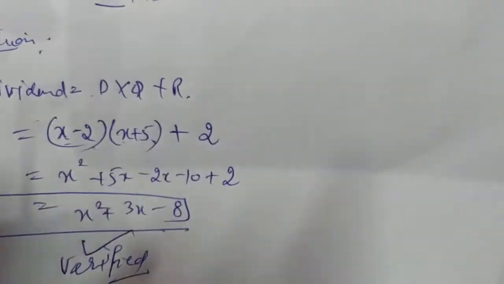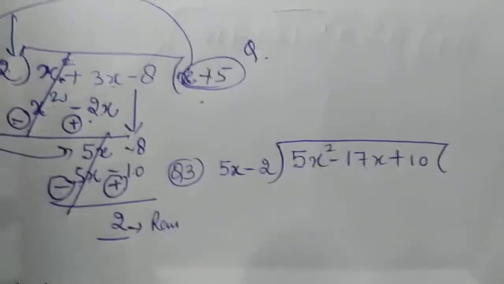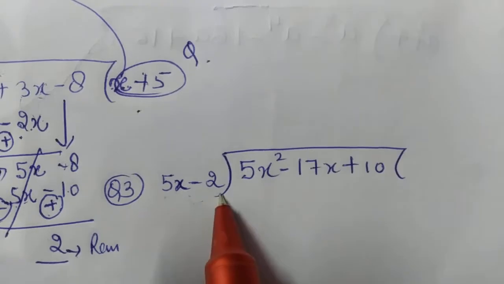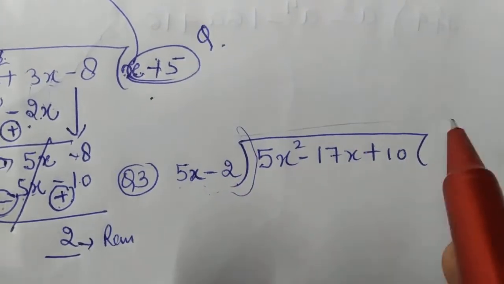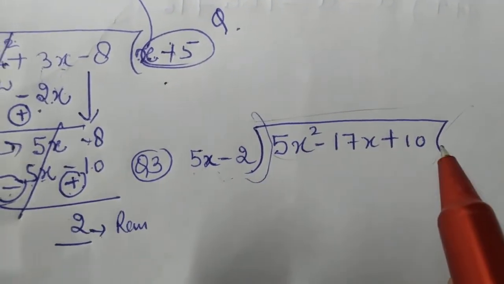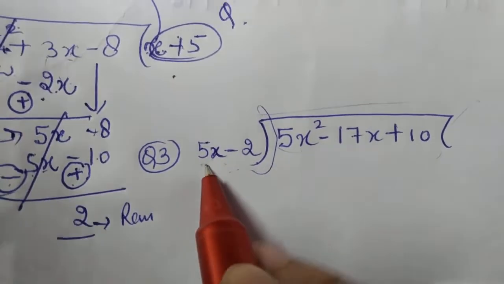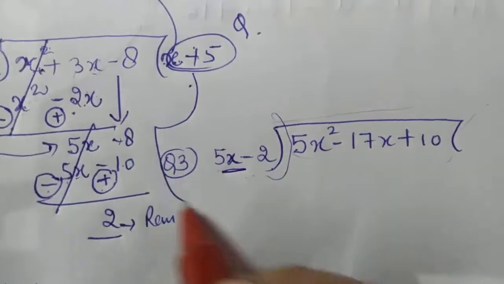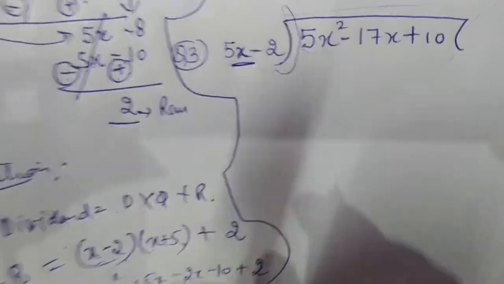Let's take one more type of question. 5x minus 2, and you have to divide this term, 5x square minus 17x plus 10. So see here, very easy. From 5x, let me make a partition. This is a separate question now.